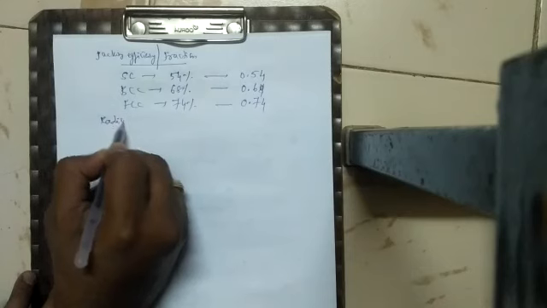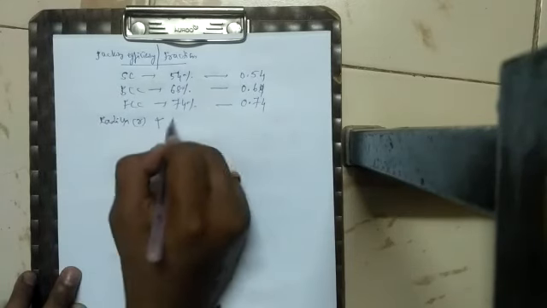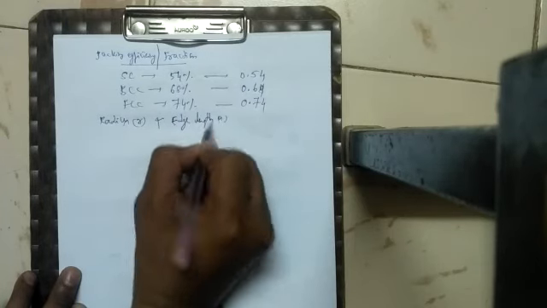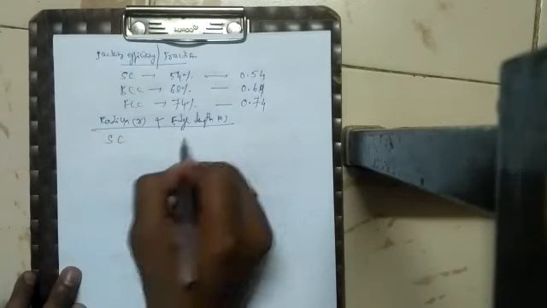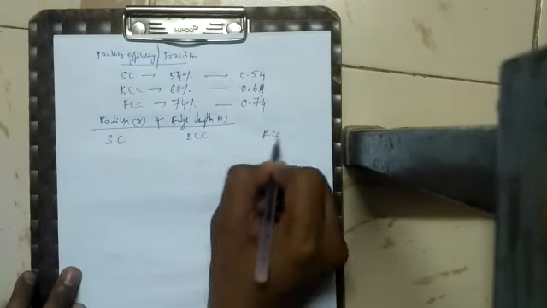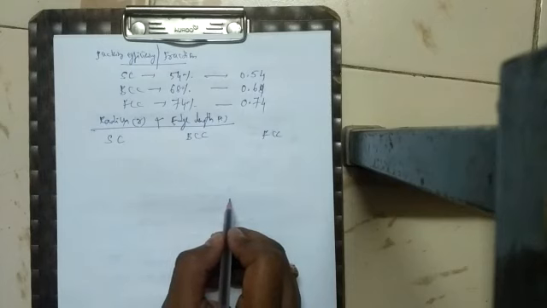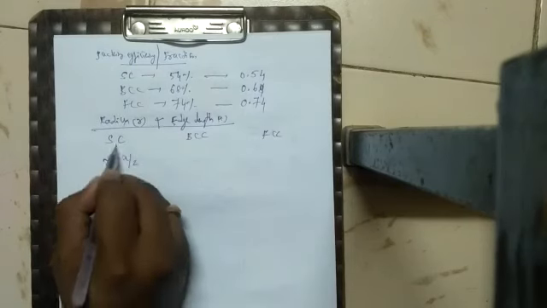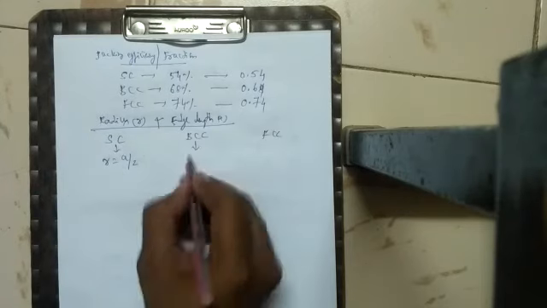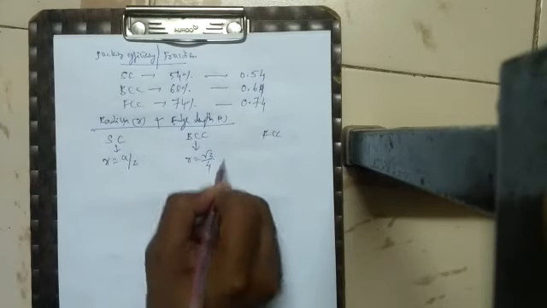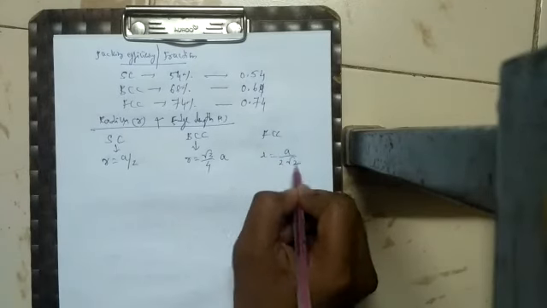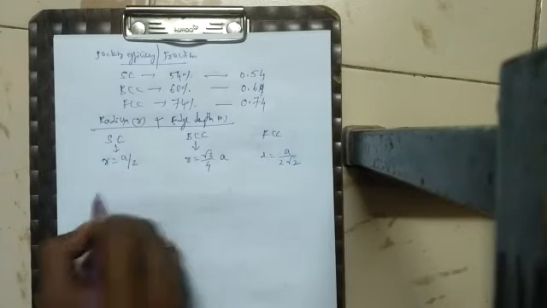After knowing this, let us analyze the relationship between the radius R and the edge length A. When we go through this relationship for SC, BCC as well as FCC, it can be represented as R is equal to A by 2 with reference to SC, R is equal to root 3 by 4 into A with reference to BCC, and R is equal to A divided by 2 root 2 with reference to FCC.